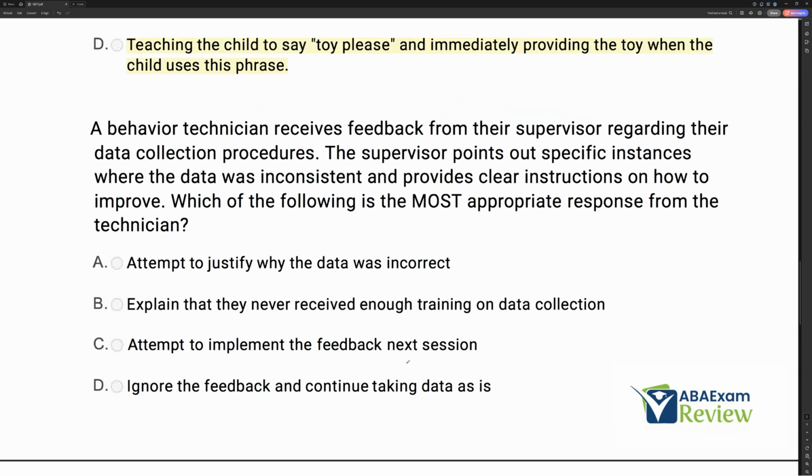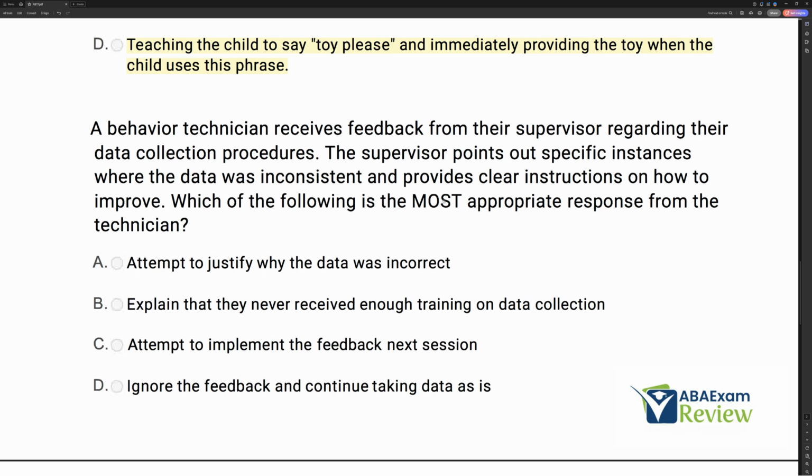A behavior technician receives feedback from their supervisor regarding their data collection procedures. The supervisor points out specific instances where the data was inconsistent and provides clear instructions on how to improve. Which of the following is the most appropriate response from the technician? This question is all about taking feedback, implementing feedback appropriately. This is a task list item, extremely important for you to be able to do this as a technician when working with your behavior analytic supervisor.